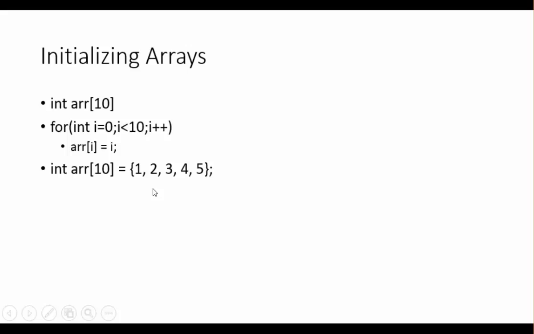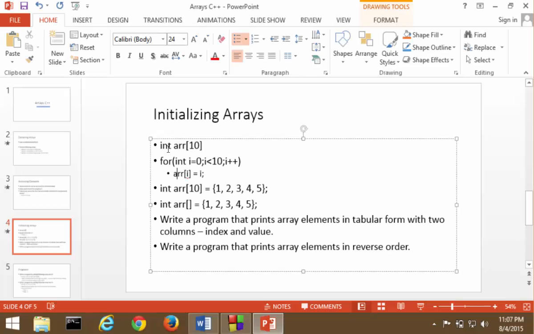Wait, one question. So I is 10 here, right? No, in loop, value of I will be changing. First I will be 0. 0 less than 10. And then it'll go up. It will go to 9. So value of I is changing from 0 to 9.